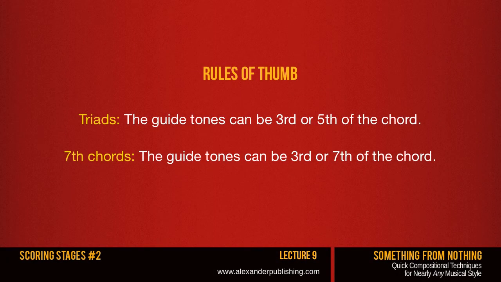So, we can establish as a rule of thumb that with triads, the third and fifth can be used as a guide tone line. With seventh chords or in jazz writing, the third and seventh can be used as guide tones to create background lines and to give direction in soloing.